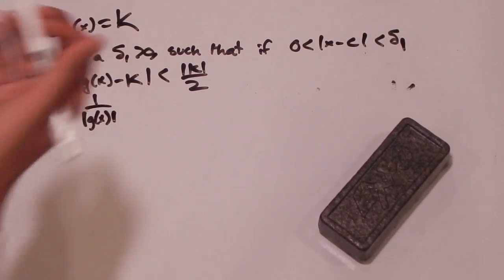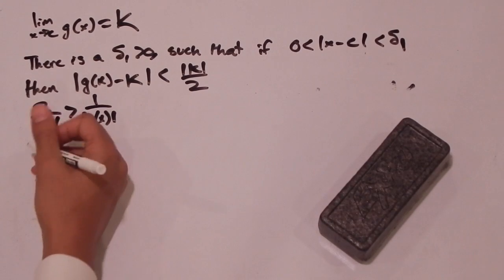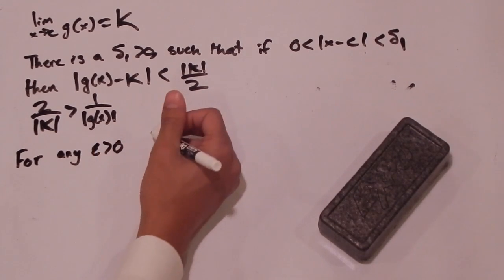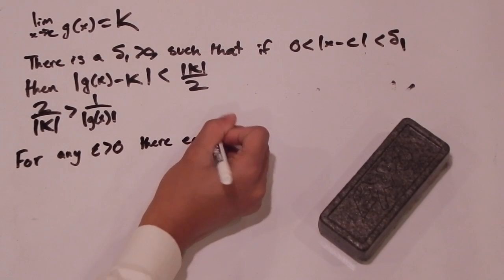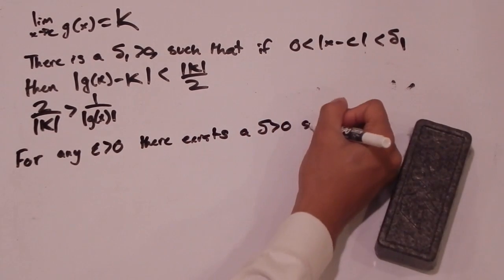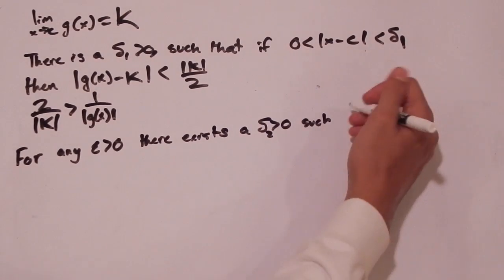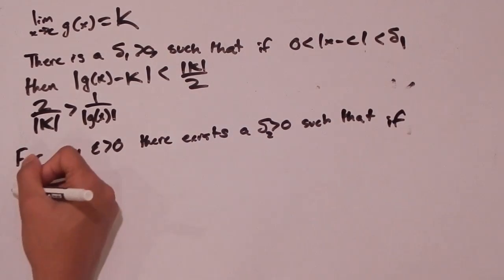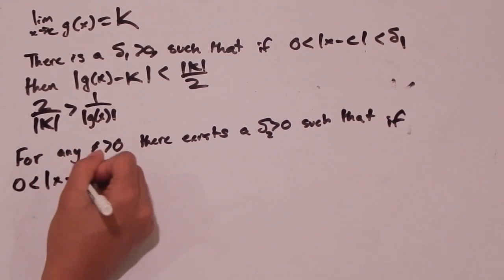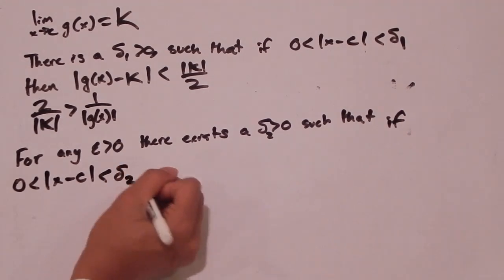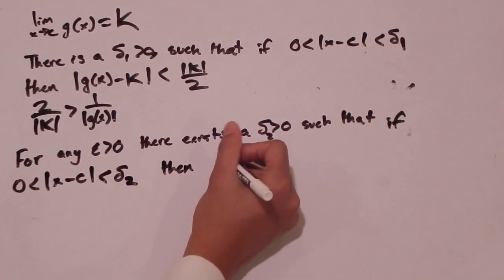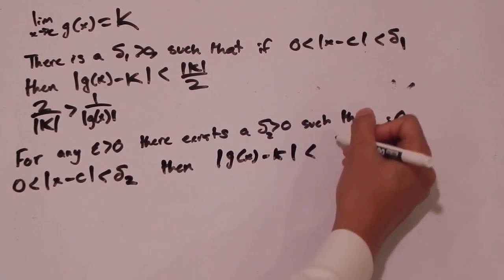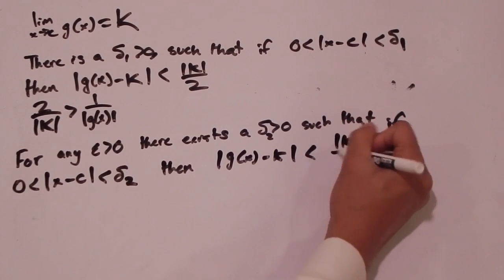And now, based on this limit, we're going to go into another epsilon-delta sort of discussion. Now we're bringing in the epsilon. For any epsilon greater than 0, there exists a delta greater than 0, and we're going to call this delta 2, such that if 0 is less than the absolute value of x minus c, which is less than delta 2, then the absolute value of g of x minus k is going to be less than the absolute value of k squared over 2.